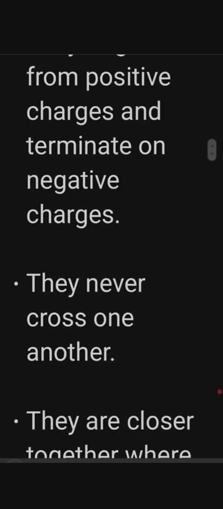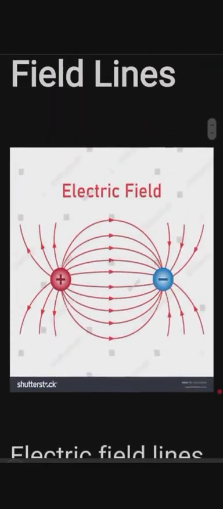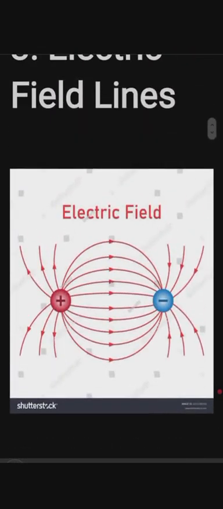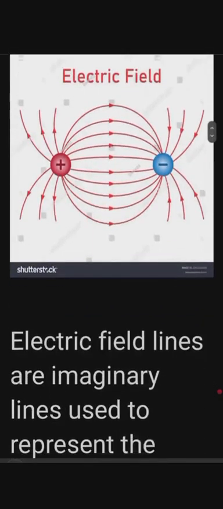Another property is that they never cross one another. If you look at the diagram closely, you'll see that the lines do not cross each other. So electric field lines do not cross one another.